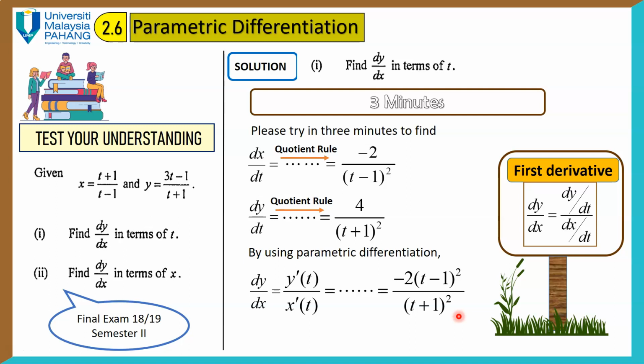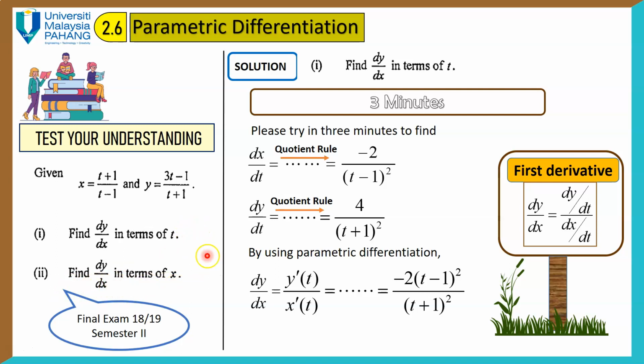Okay, now let's test your understanding. This is from the final exam, 18-19 semester 2. You are given the parametric equations x equal to t plus 1 over t minus 1 and y equal to 3t minus 1 over t plus 1. Now you are asked to find dy/dx in terms of t, and then to find dy/dx in terms of x.